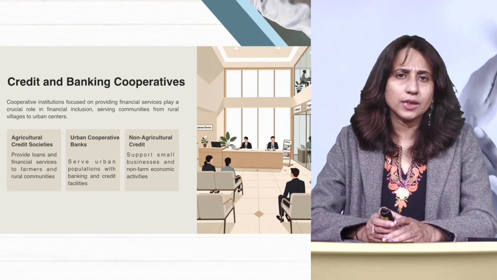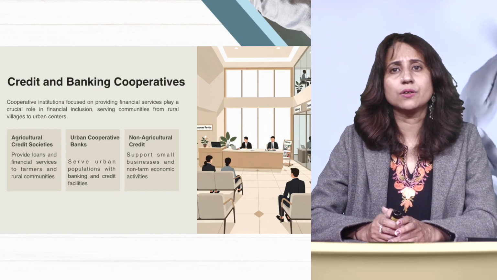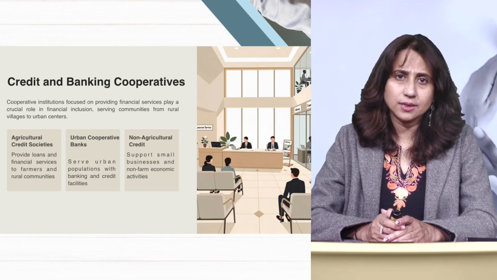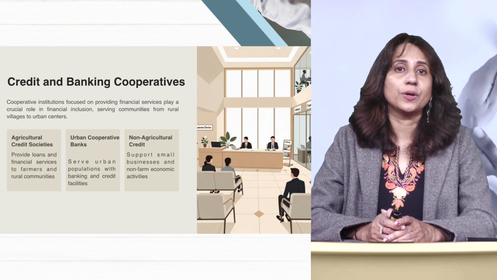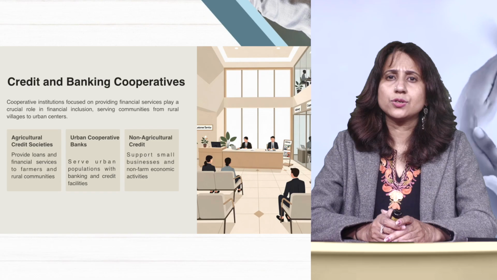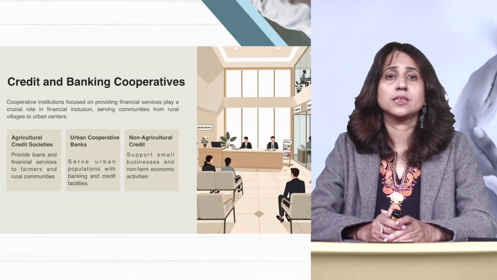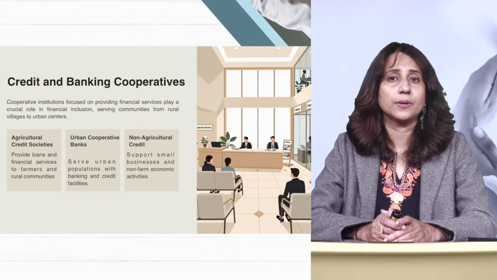Then there are the non-agricultural credit cooperatives. These cooperatives serve the credit needs of the non-agricultural sectors, including artisans, weavers, small traders, and other non-farm occupational groups. They provide credit to handloom weavers for purchasing yarn, maintaining looms, and meeting working capital needs. These cooperatives often integrate with the weavers' production and marketing cooperatives to provide comprehensive support. This enables small businesses to access working capital without depending on informal moneylenders or exhausting personal savings.